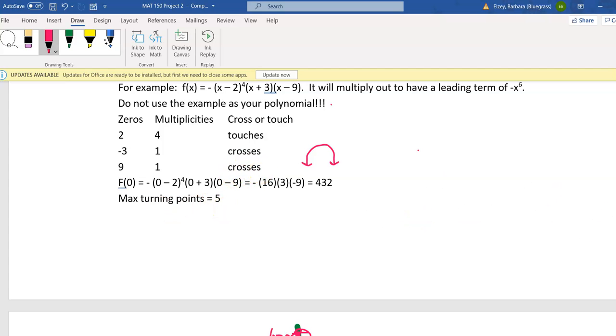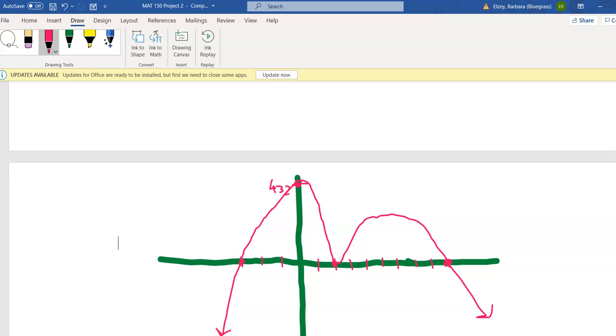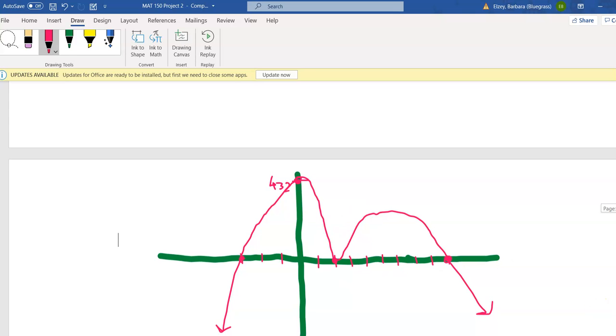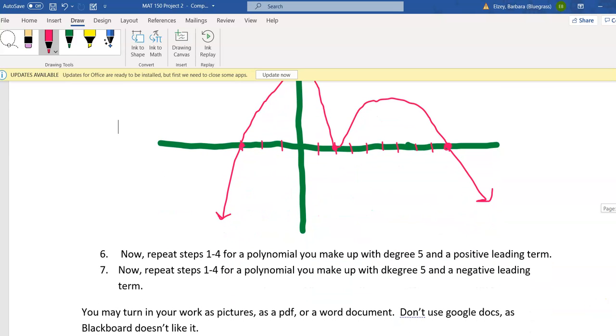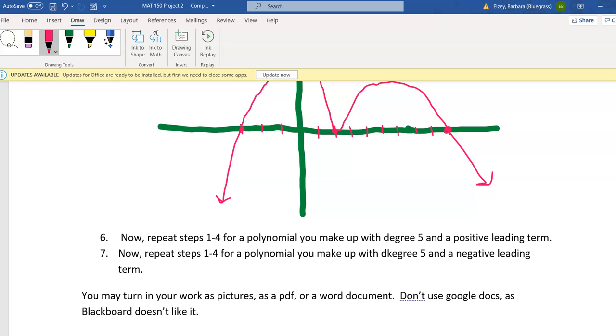And we can have a maximum of 5 turning points. We don't have that many. We want to make sure that we have no more than 5, though. So we have 1, 2, and 3, which is perfectly okay. We don't have to have 5. We just can have a maximum of 5. And there's our graph.